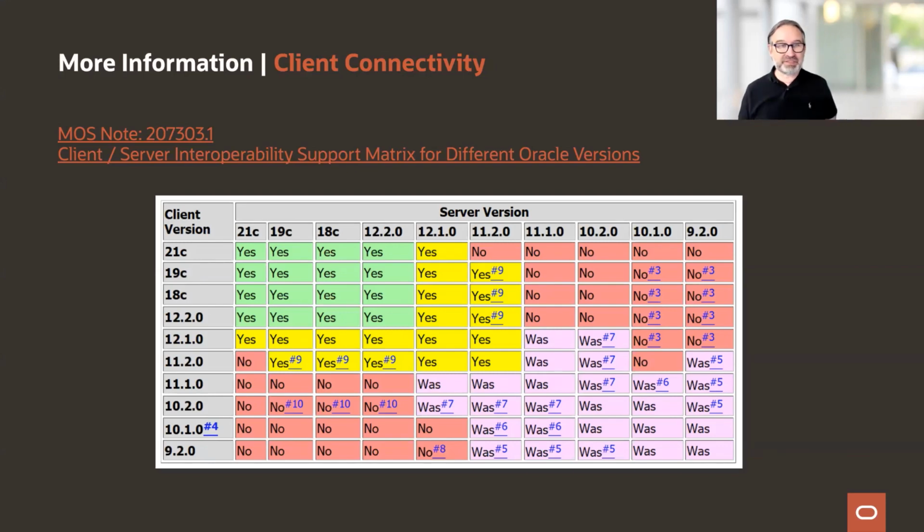And client connectivity. So everything which is under support right now, which is 12.2.0.1, 18, 19, and 21C, is green. Yellow means that's under extended support, so 12.1.0.2 clients and 11.2.0 clients, all that should work safely against 19C. For 21C connection, you see an exclusion. Still may work or may not work. It's not supported anymore. So check this beforehand.